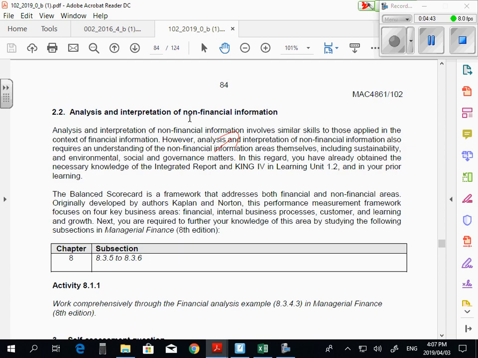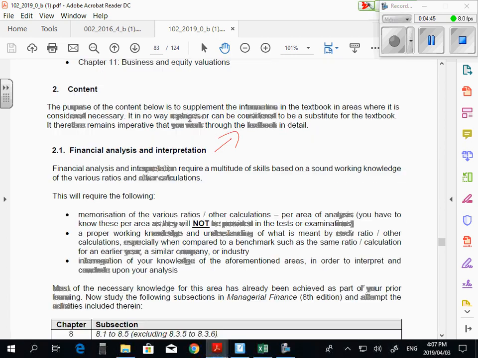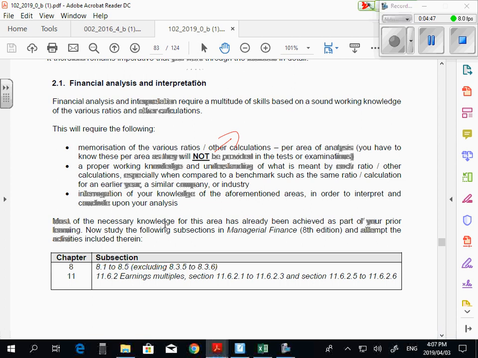So that's there. So guys, it says this will require the following. I just want to go through it. It says memorization of the various ratios. So I just want to go through what it says in your TUT letter. So you're going to need to know the ratios per area of analysis. You have to know this per area, and they will not be provided in tests or exams. So all of the stuff you need to know.